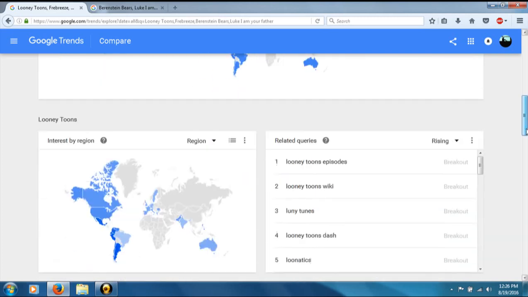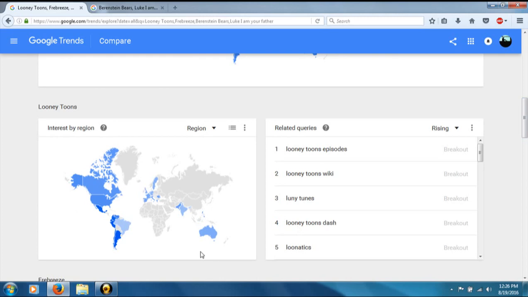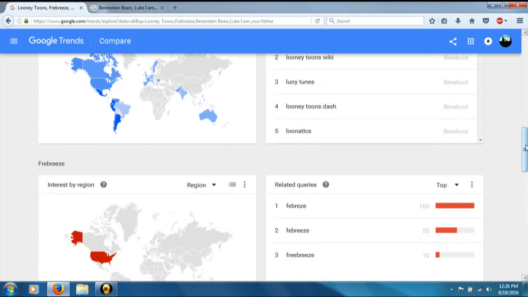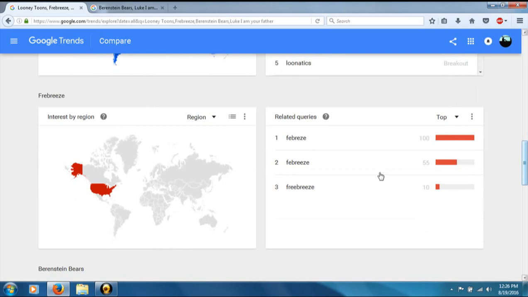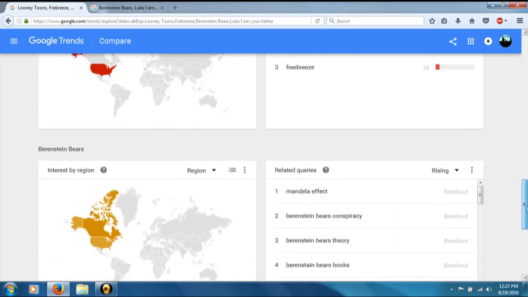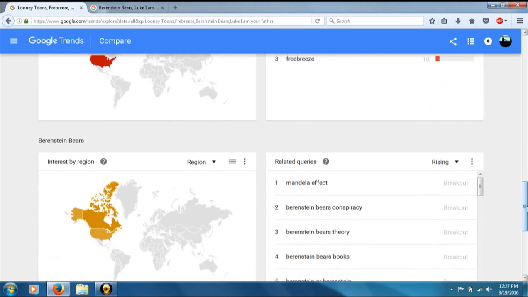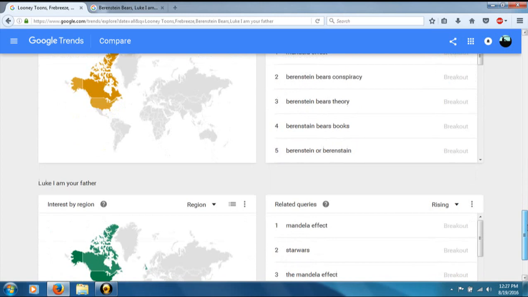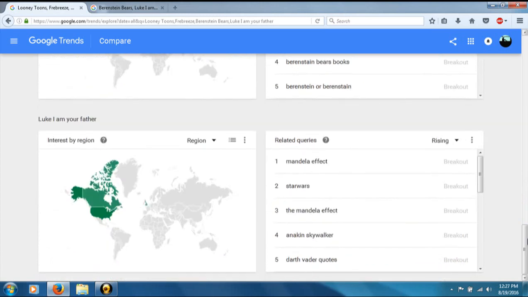So Looney Tunes, you can see here it's kind of spread throughout. And then if you look over here, you've got people searching Looney Tune episodes with that spelling and wiki with that spelling. I don't know what that is. Sorry about that, guys. Okay, Febreze, that's mostly just a United States thing. And Berenstain Bears, why does it keep jumping around? Stop it. North America thing. And then Luke, I Am Your Father, also mostly a North America thing.